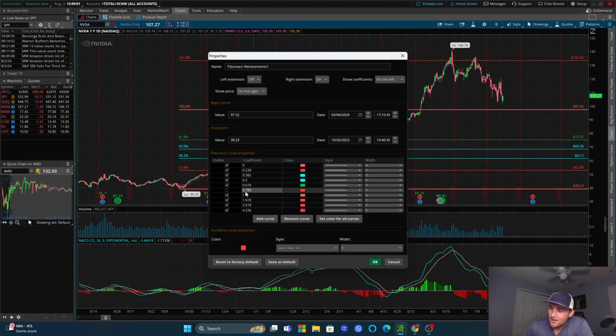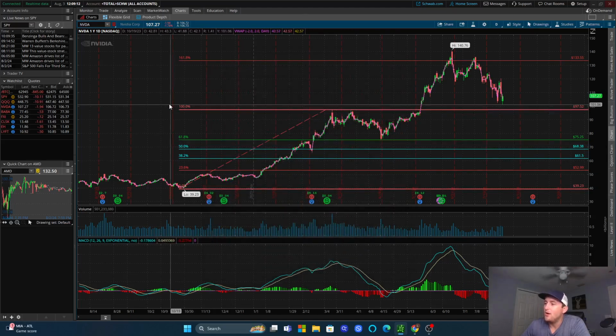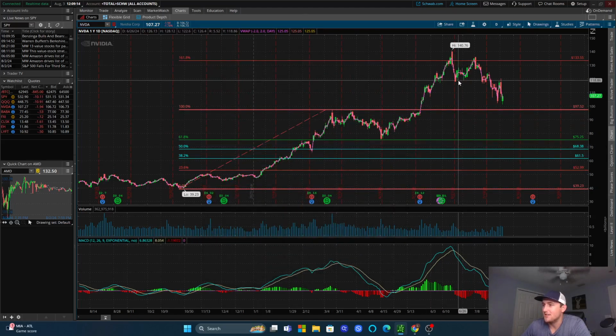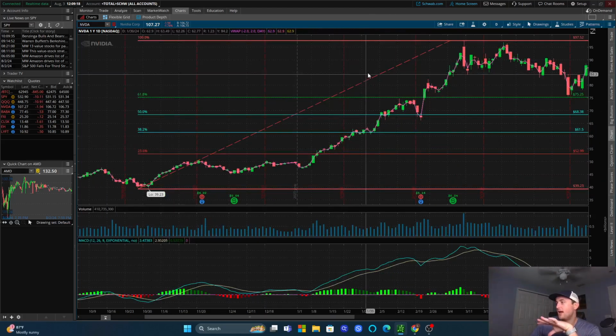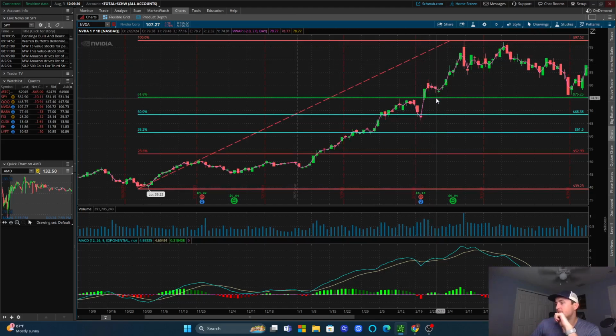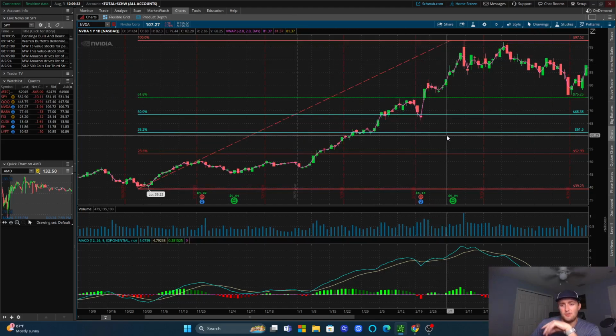I take off the 78.6 because I don't really like utilizing that personally for my trading strategy, so I don't have it on there. But I've colored the 61.8, the 50, and the 38.2. This is a great representation, actually. Fibonacci has a few levels. The 61.8, the 50, and the 38.2 are the ones we want to focus on.